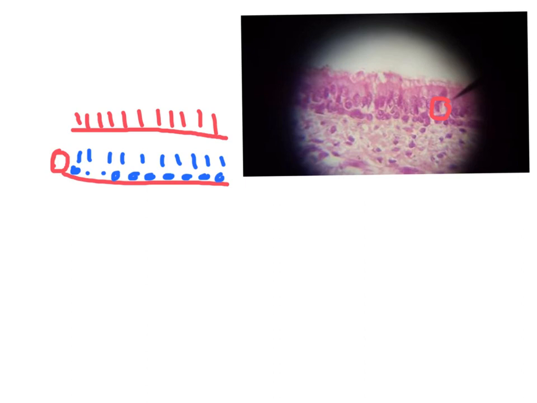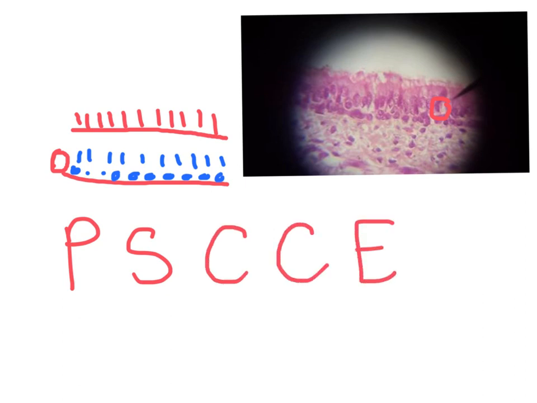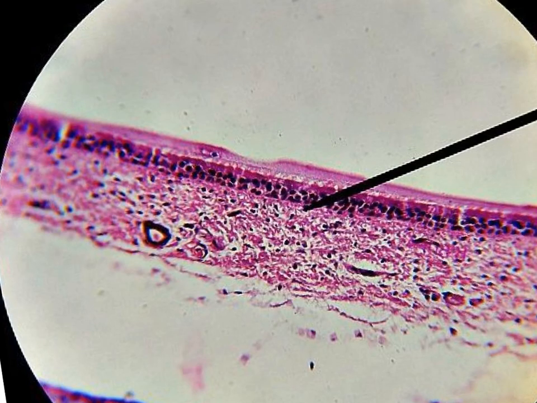Don't forget, it is pseudo-stratified columnar ciliated epithelium with goblet cell. Also look at this picture, it is also pseudo-stratified columnar ciliated epithelium with goblet cell.